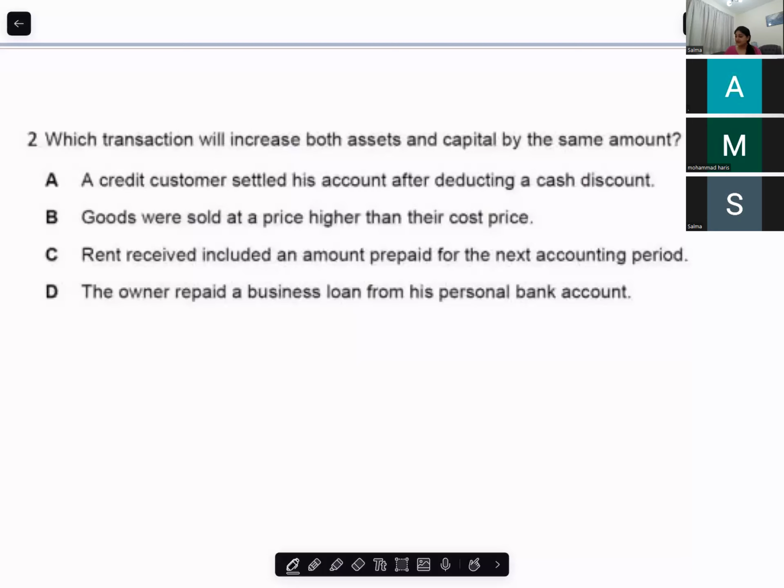MCQs related to basics of accounting. You can expect like 3 to 4 questions of such type coming in your paper.